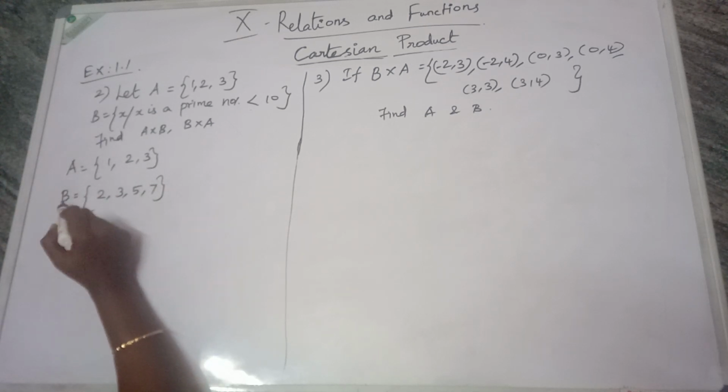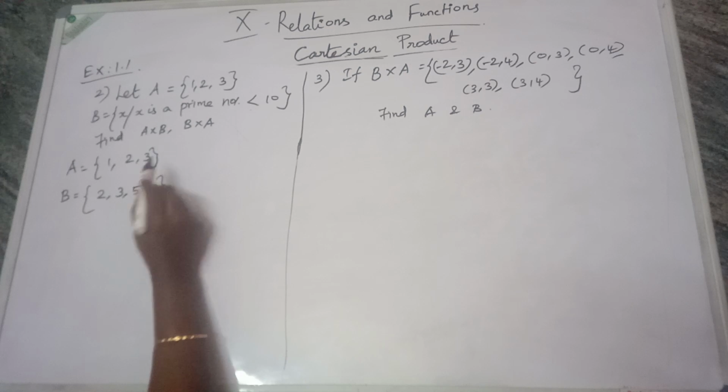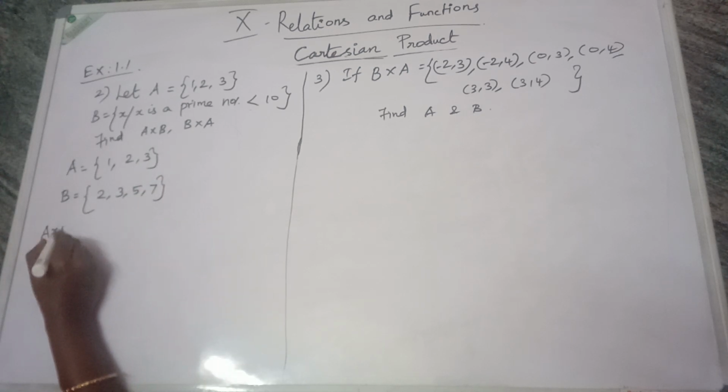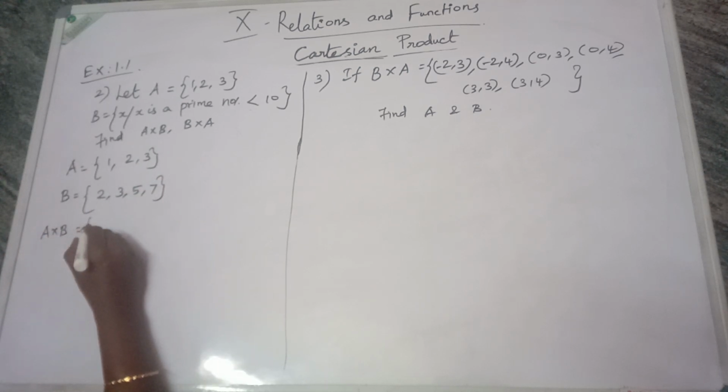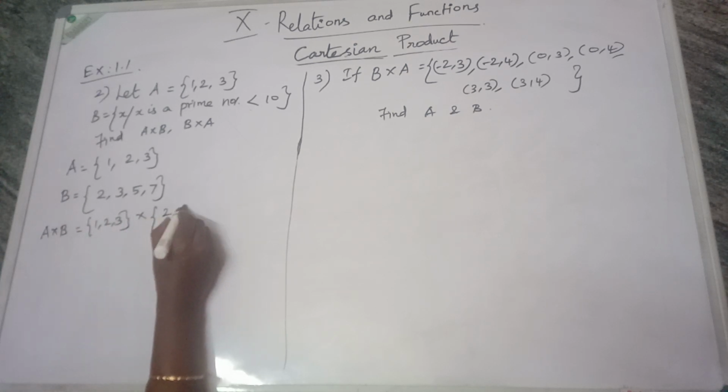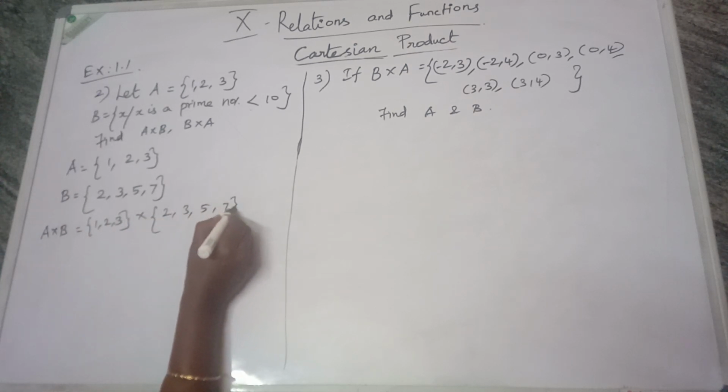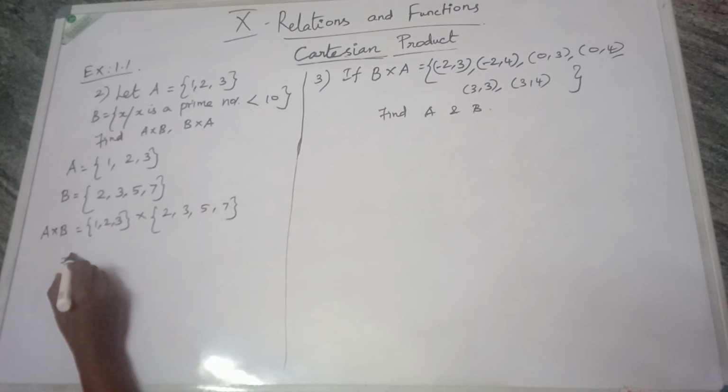Okay, so A and B we have found in roster form. Now we have to find A cross B. Just write A cross B. B is 2, 3, 5, 7. Write the cross product, the Cartesian product.